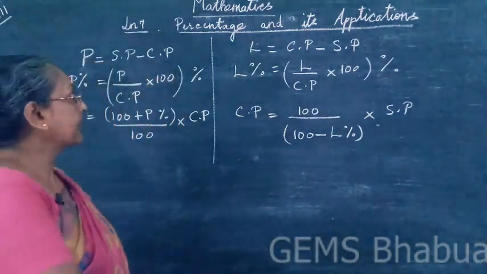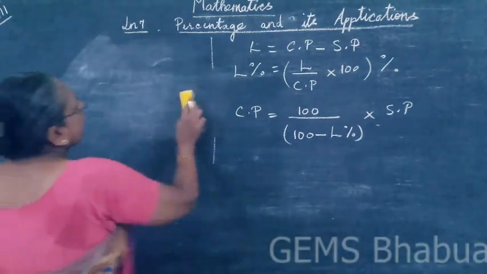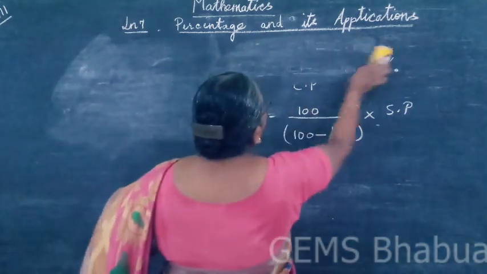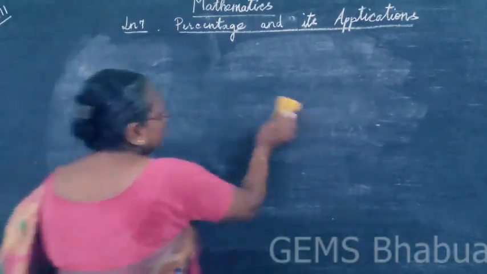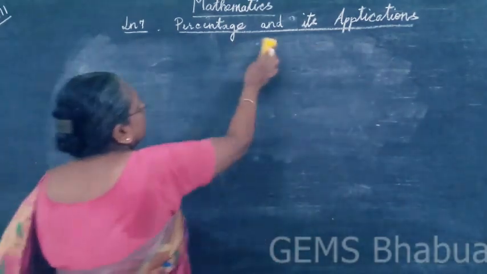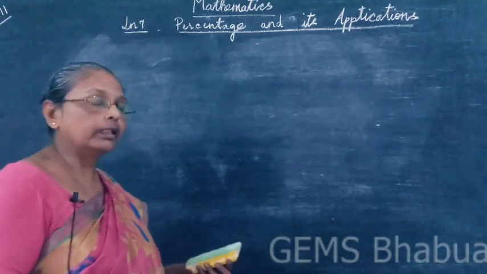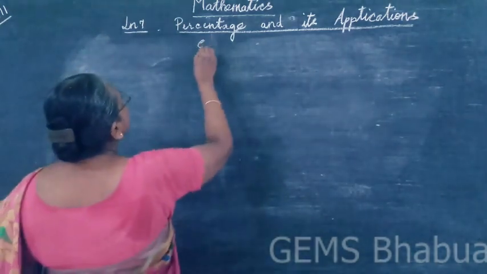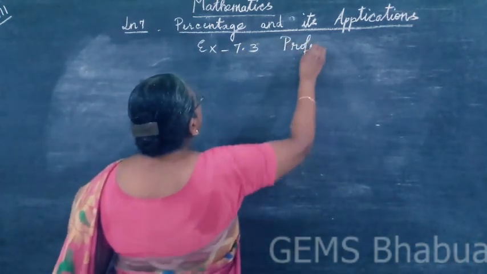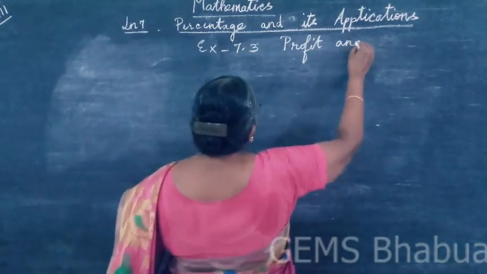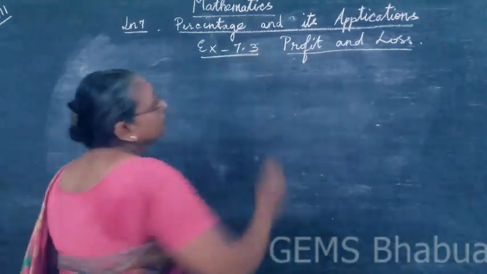We will go for exercise 7.3. So you can see exercise 7.3. I will be sending the PDF for you. So some of those sums I will teach you here so that you can understand that more easily. So exercise 7.3, profit and loss. In this few sums I will just work out for you so that it will be easier when you do it by yourself.